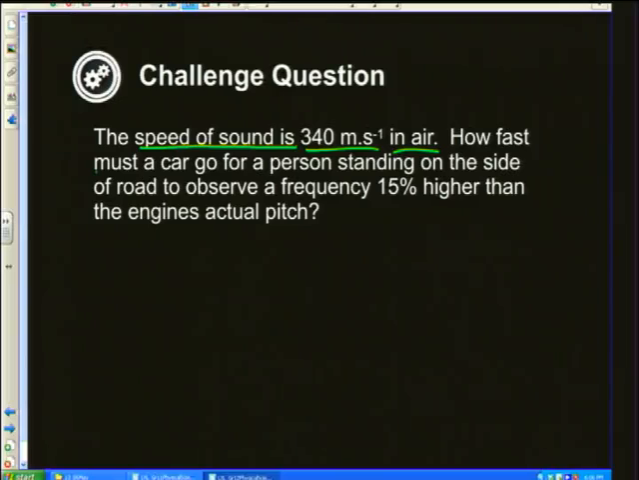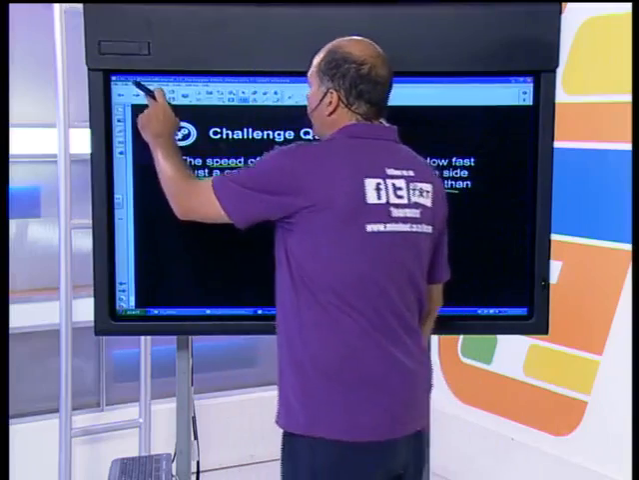It tells us how fast must a car go for a person standing on the side of the road to observe a frequency 15% higher than the engine's actual pitch. Okay, so what we need to recognize is that there is a change in frequency, and we want that to be 15% higher than the actual pitch. And there you've got it. The hint is very clear. Frequency is related to pitch. So let's get through our description.